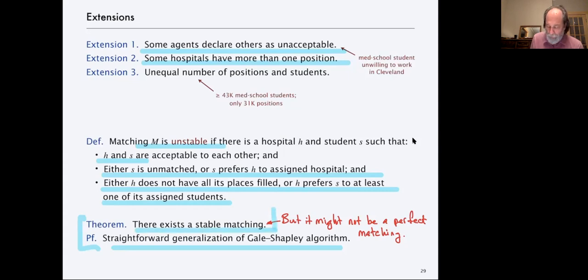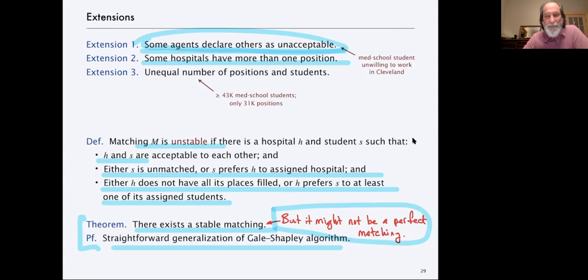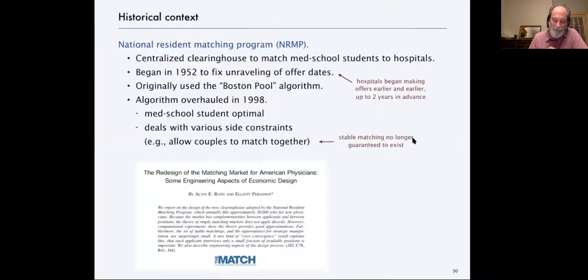There's a little caveat. It might not be a perfect matching anymore, because having unacceptable pairs might make it impossible to have a perfect matching. I mean, you could think of a very simple case. There's a student who just refuses to go to any of the hospitals. It's a bit stupid, but you won't have a perfect matching.